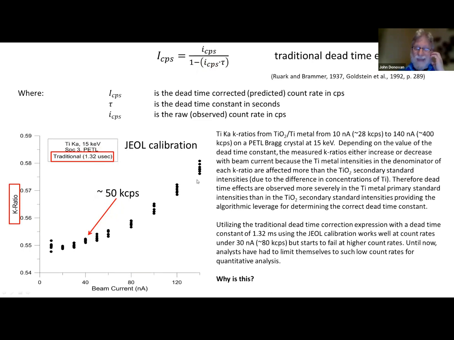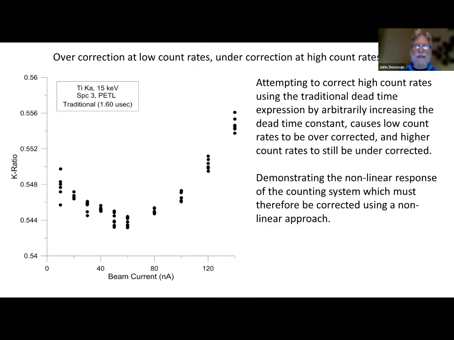That's great, but it starts to fail. So why is that? We might say, oh, well, maybe the dead time constant really wasn't calibrated properly. Let's put in, instead of 1.32 microseconds, 1.6 microseconds. The problem is that overcorrects the lower intensities, and it still undercorrects the higher intensities. So this is not the answer, okay?